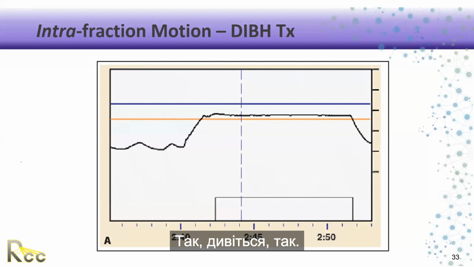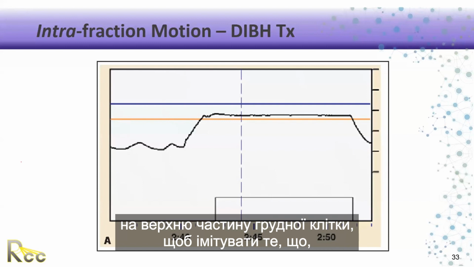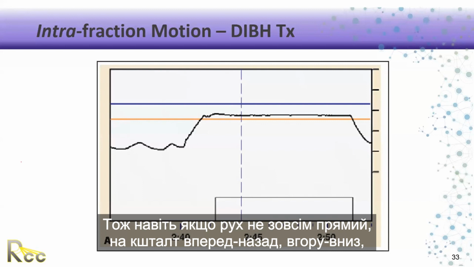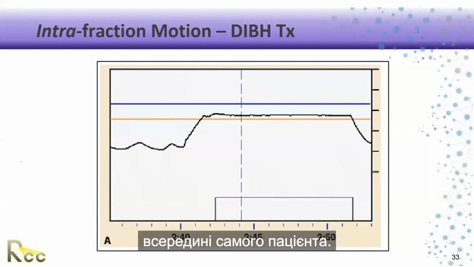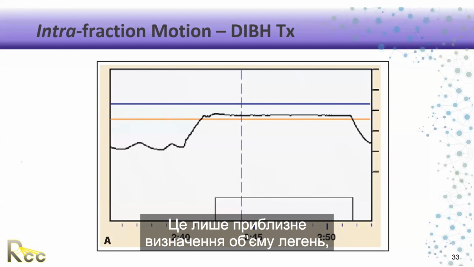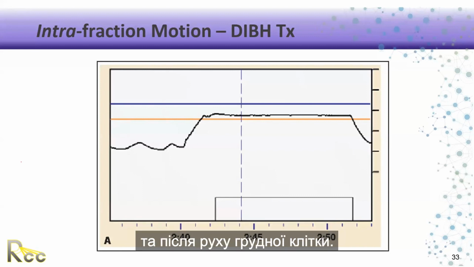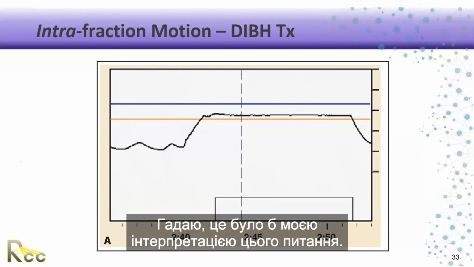Yeah, look, from a physics perspective, we're putting an external marker on top of the chest to mimic what we would think the lung would be doing inside the chest. So whether the motion is not quite straight anterior-posterior up and down, it's still a surrogate for what's actually happening inside the patient themselves. So you can't really compensate for all of it. It's really just an approximation of how much lung volume they may have, based on the anterior-posterior movement of the chest wall. I guess that would be my interpretation of that question.